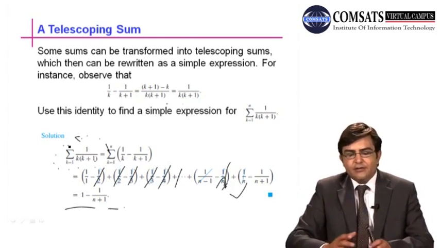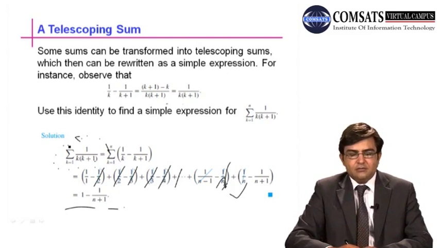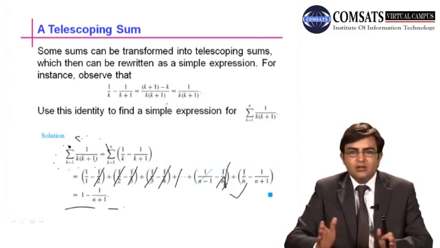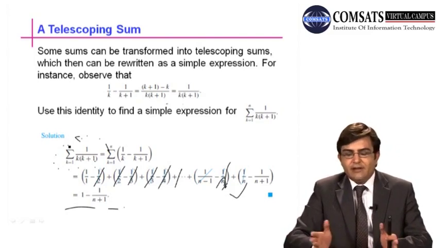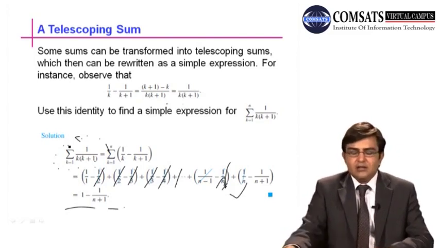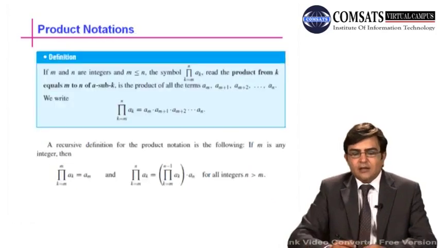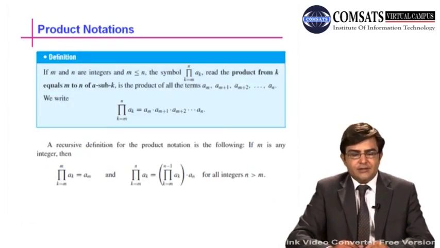So such type of summations are called a telescoping sum, in which we can cancel out all the terms between the first and final. So such type of sums are called telescoping sums. The next is the product notations.